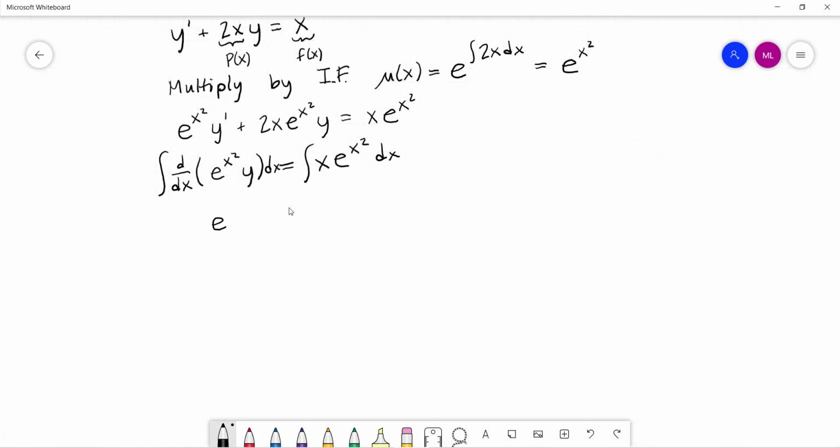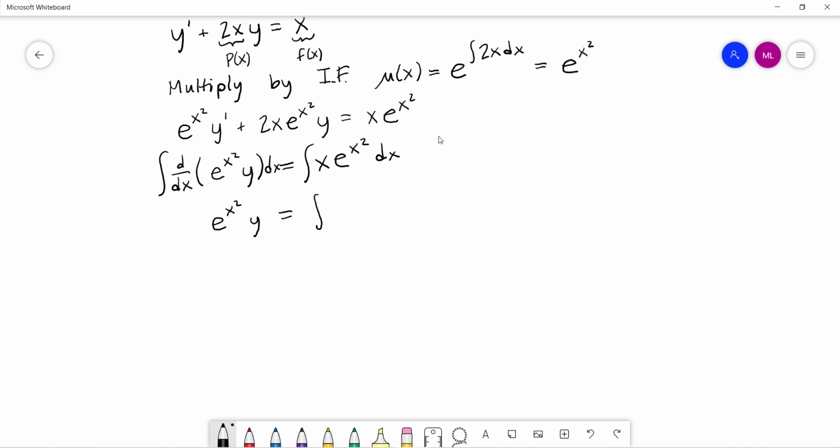And on the left, we get e to the x squared times y. And on the right, we have to integrate this mess. Luckily, this isn't too bad. We can do this with a u substitution. If we didn't have this extra factor of x here, we'd actually be kind of out of luck. The integral of e to the x squared is not an integral that you can do. It's actually related to something called the error function, and it winds up being its own kind of well-defined term. But luckily, because we have this extra factor of x here, we can integrate this one with a u substitution.